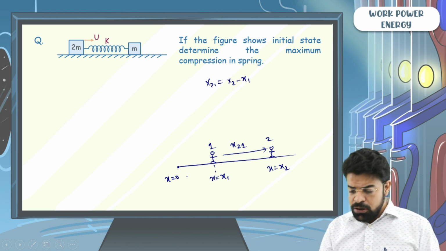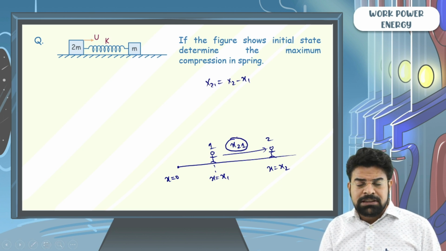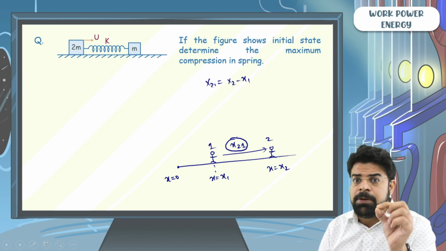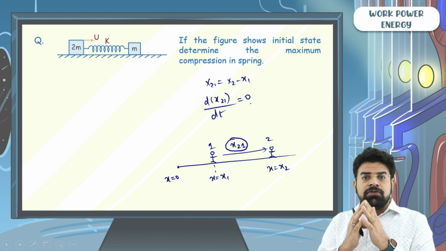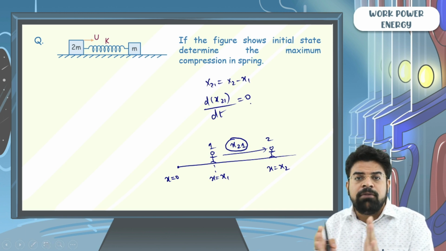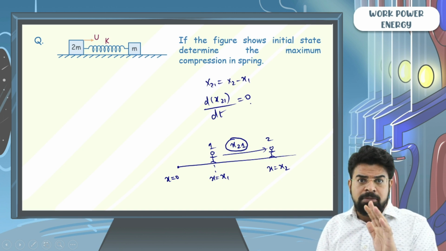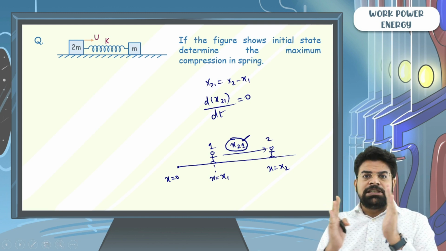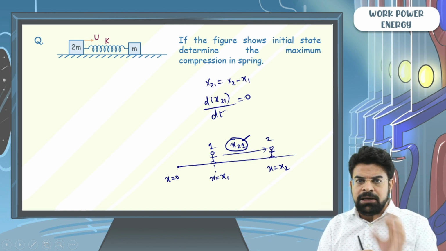I ask you, when will this x21 be maximum or minimum? You will say, if the position of 2 with respect to 1 changes with time, whenever x21 is maximum or minimum, dx21 by dt will be 0. The rate of change of their separation with respect to time will be 0. If y is a function of x, whenever y is maximum or minimum, dy by dx is 0. So whenever it is maximum or minimum, dx21 upon dt has to be 0.